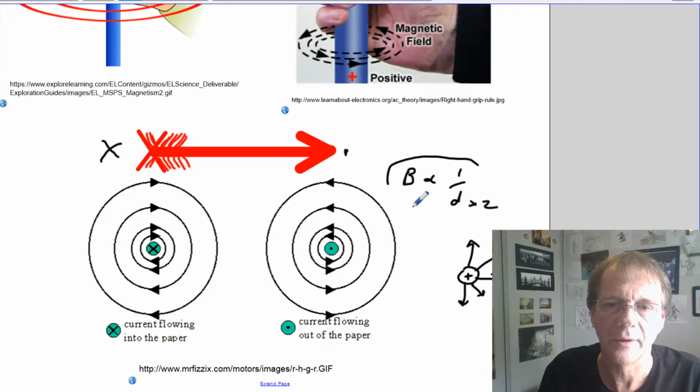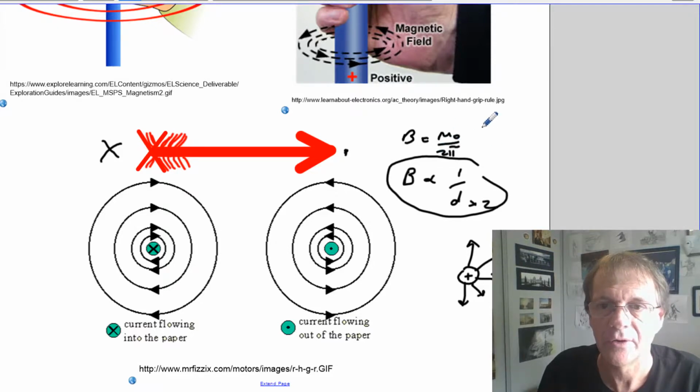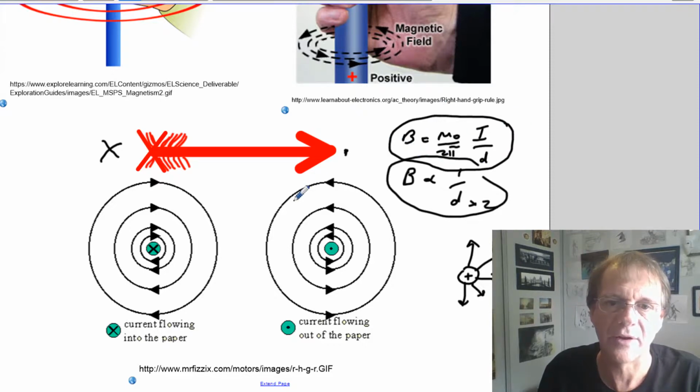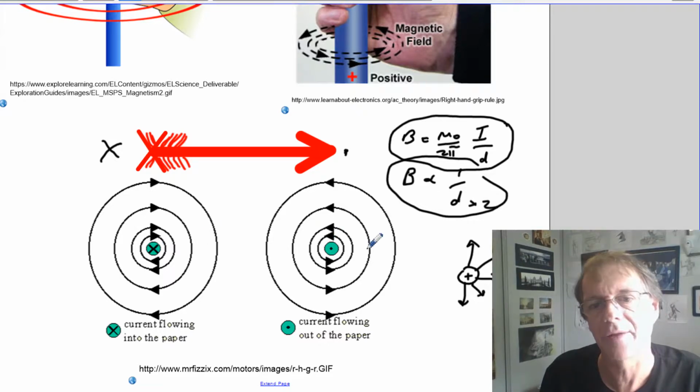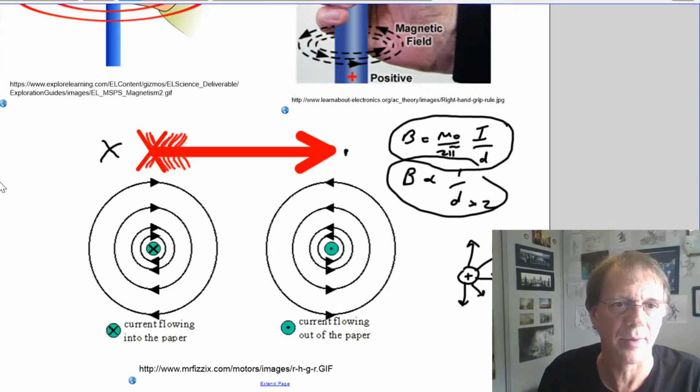Now the full formula for this is B equals mu naught on 2 pi, which has a constant value, 2 by 10 to the minus 7 actually, times the current in the wire divided by the distance from the wire. Now that formula is not in this current course. All we're really interested in is, can you draw the field around a single current carrying wire where the current is going into the board, or coming out of the board, or in this case out of the page.